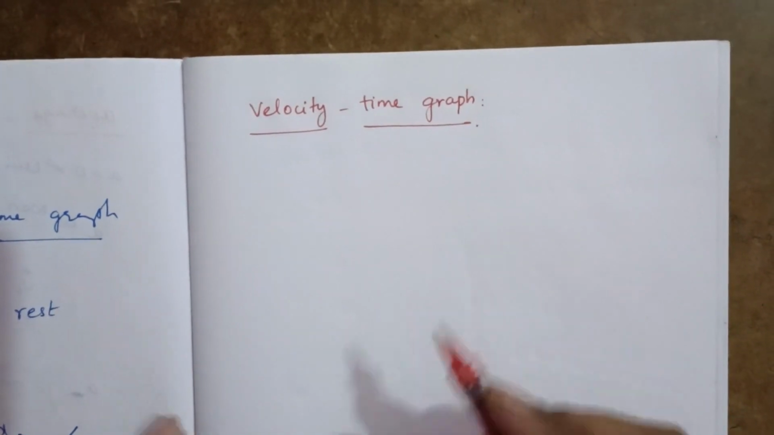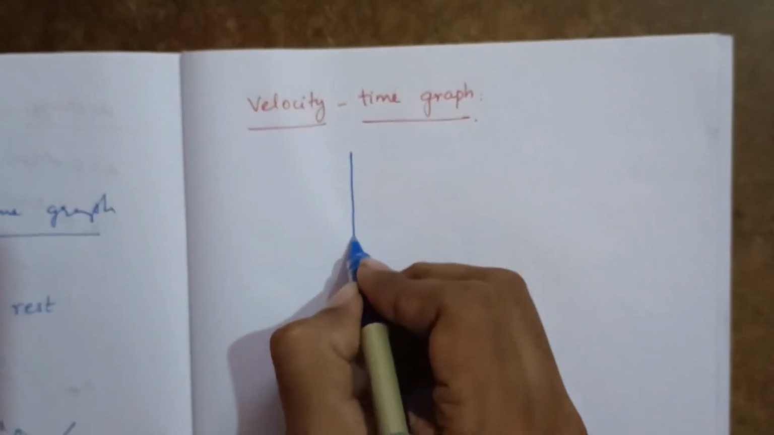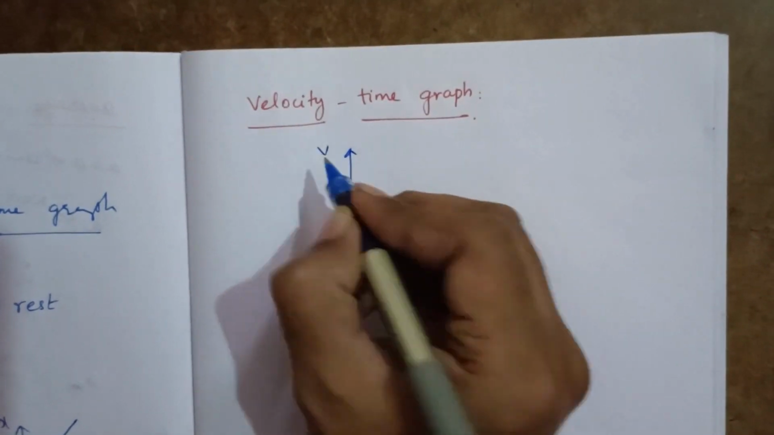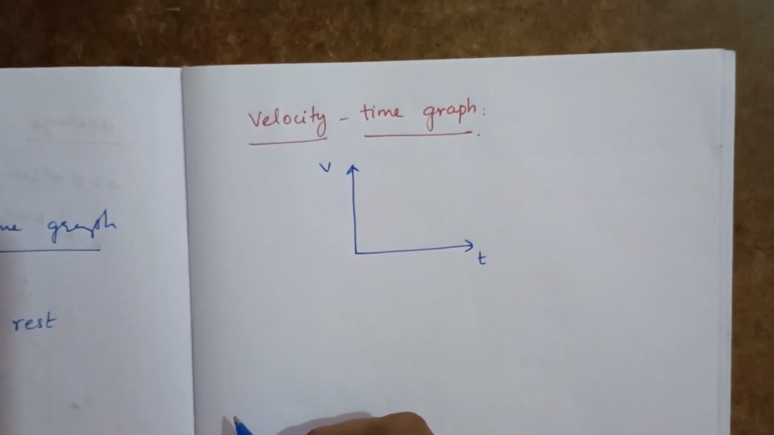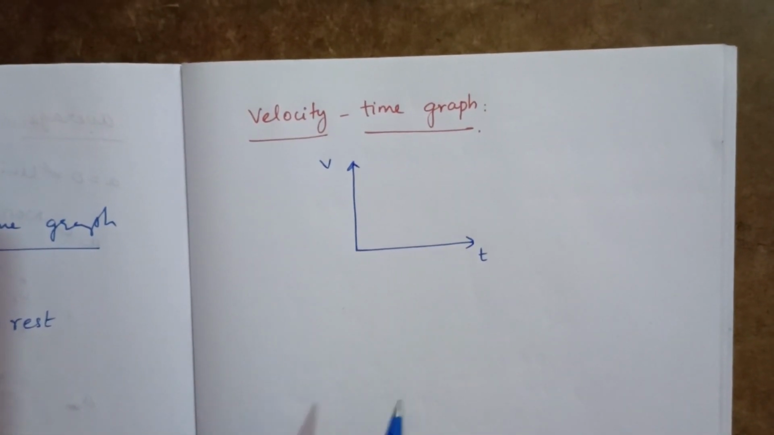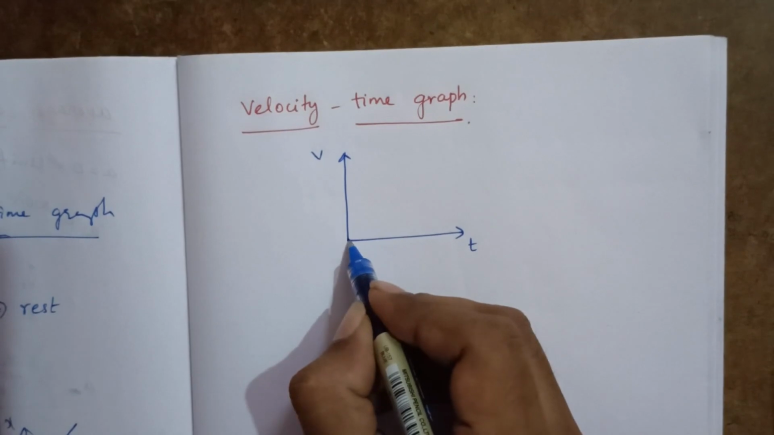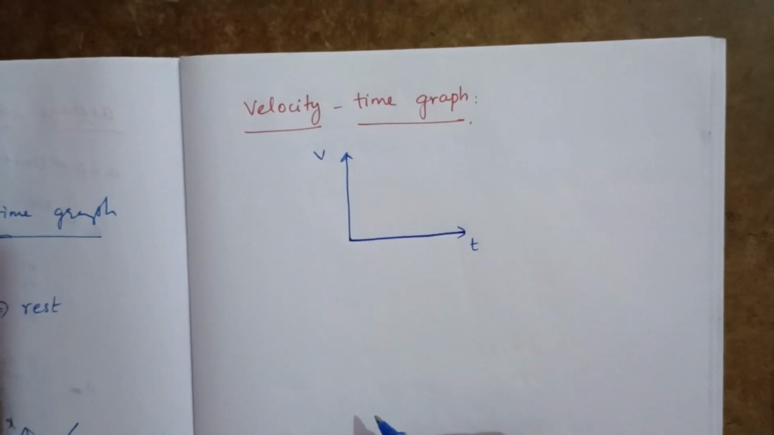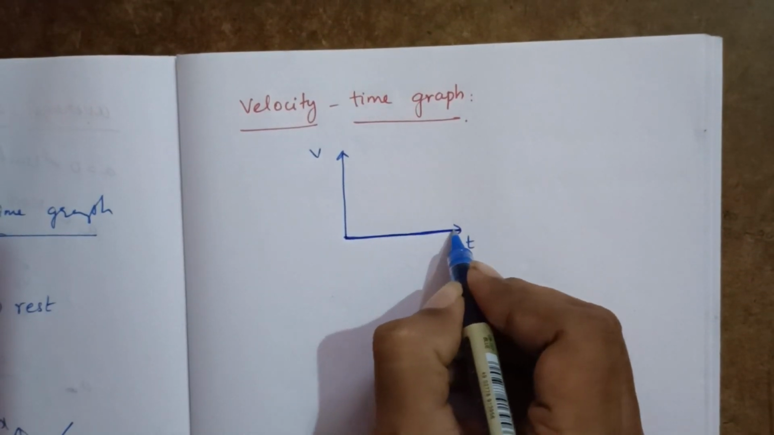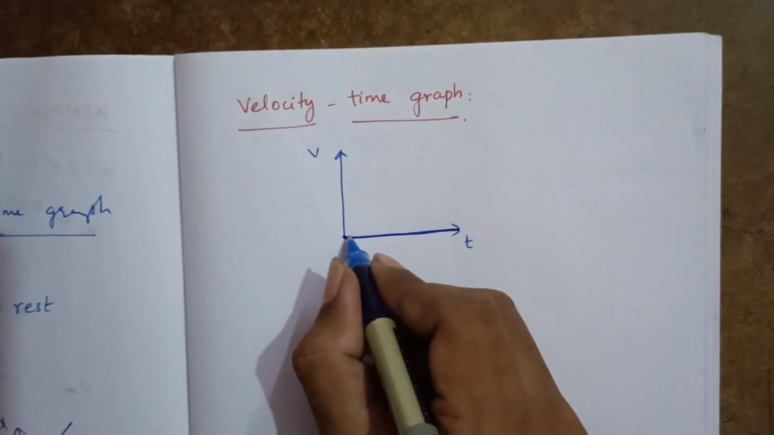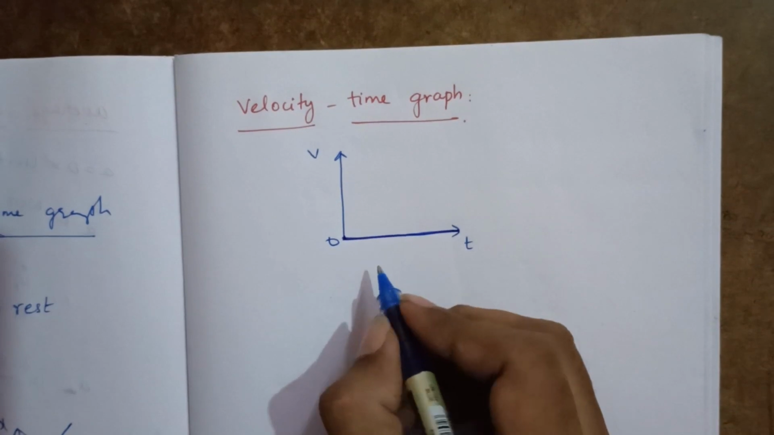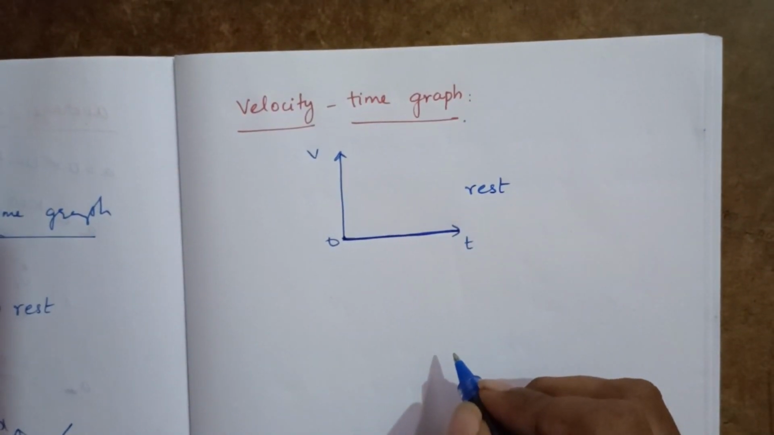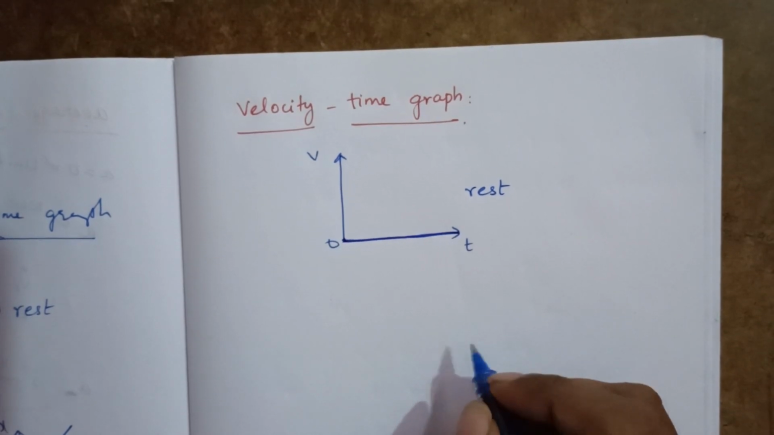Velocity time graph. In the velocity time graph, on the x-axis we will take time, on the y-axis we will take velocity. Now like the previous situation, if the graph lies on the x-axis, it indicates no displacement, the body is at rest.